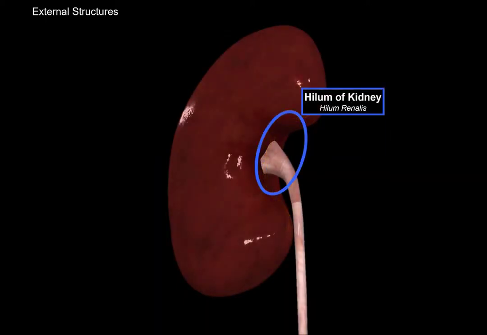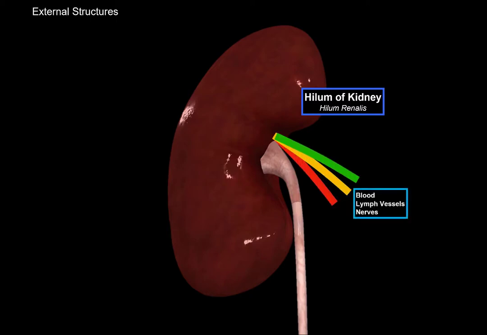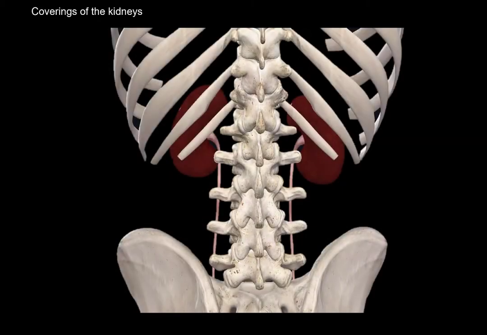And if you remember, a hilum is an entrance into an organ. So this place is the only place structures can go in and out from the kidneys. You'll find blood vessels and nerves and lymph vessels going in and out from the kidneys, as well as a ureter. So that was all for the structures of the kidneys.